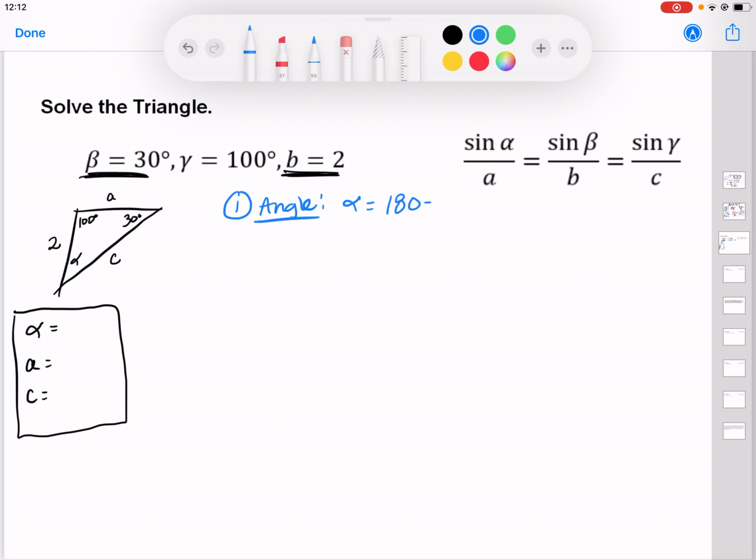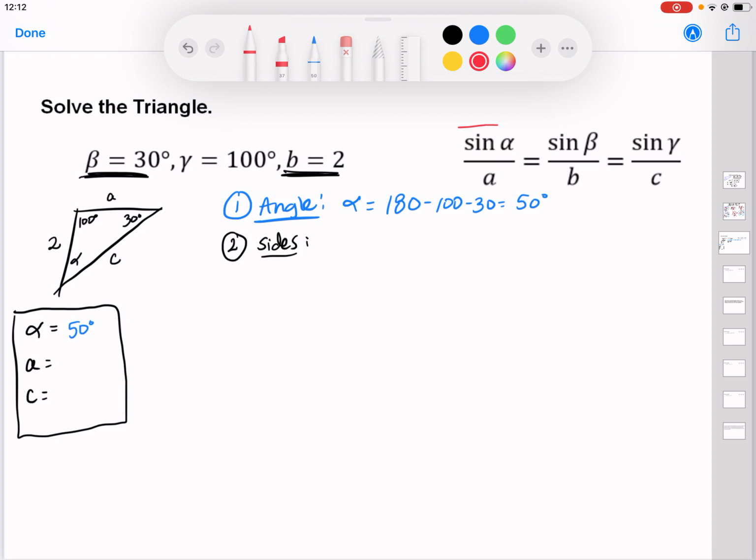If there's two angles already given, we know all three angles add up to 180 degrees. So this would be a 50-degree angle. So 50 degrees. And then we're going to go ahead and find one of the sides, and you get to choose which side. So I'm going to start with side A.